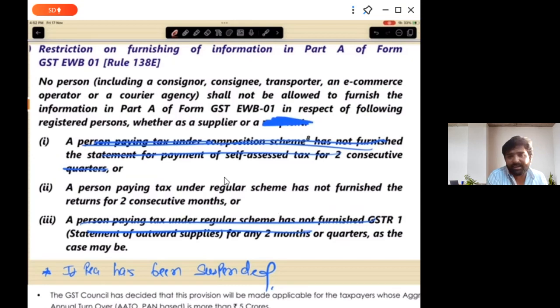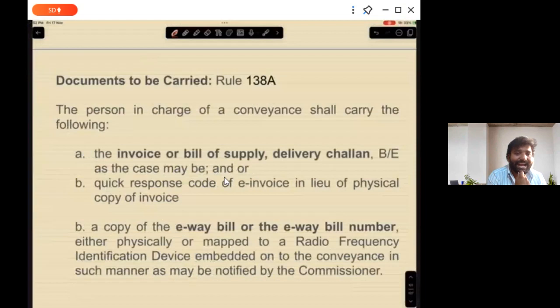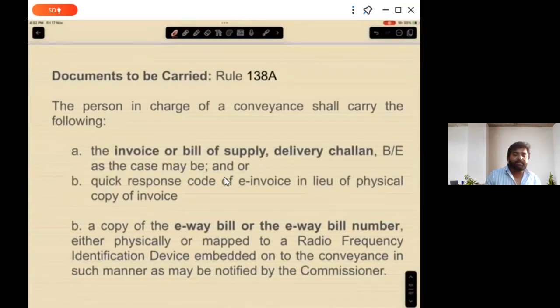There is another rule, 138A, that says if you are carrying an e-way bill, then along with the e-way bill you need to carry an invoice, bill of supply, or delivery challan as well. So not only the e-way bill, you also need to carry an invoice, bill of supply, or delivery challan.